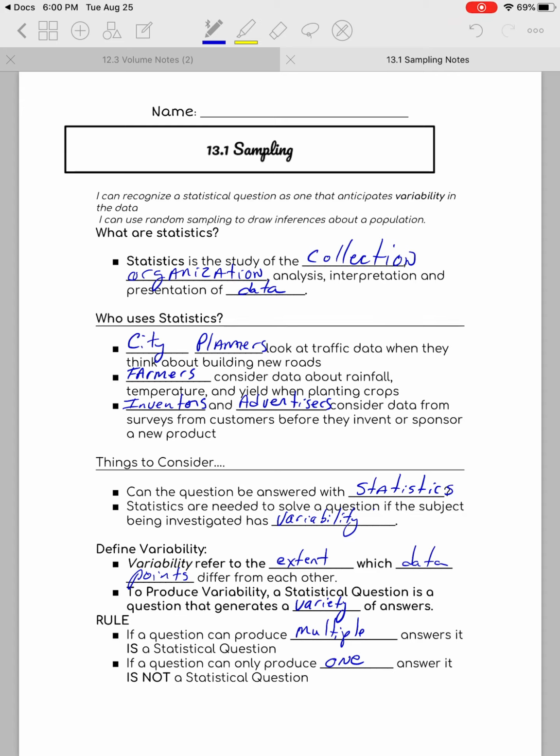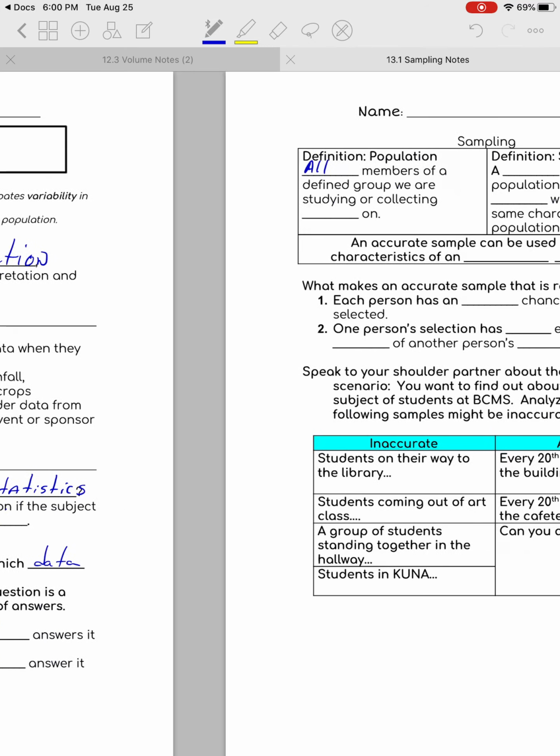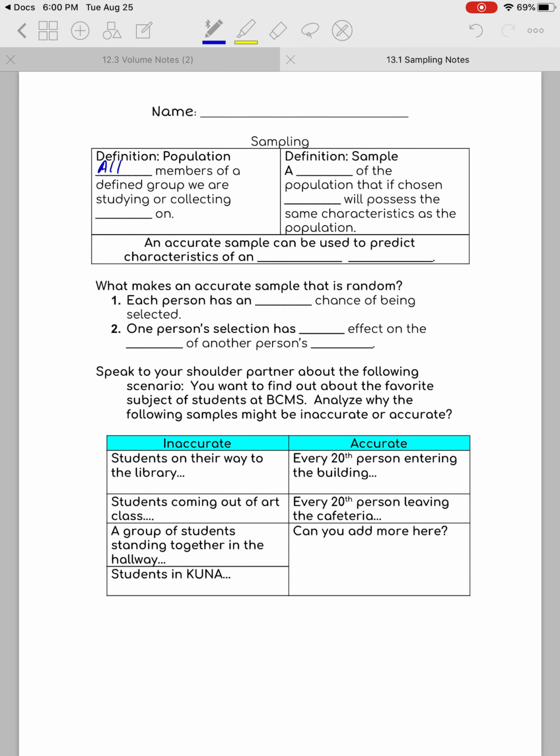Define variability. Variability refers to the extent in which the data points differ from each other. To produce variability, a statistical question is a question that generates a variety of answers. To do this, you have one rule. If a question can produce multiple answers, it's statistical. If a question can only produce one answer, it's not statistical.